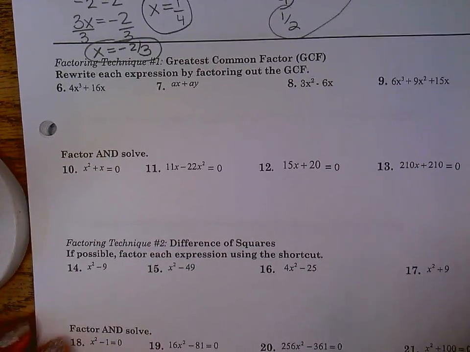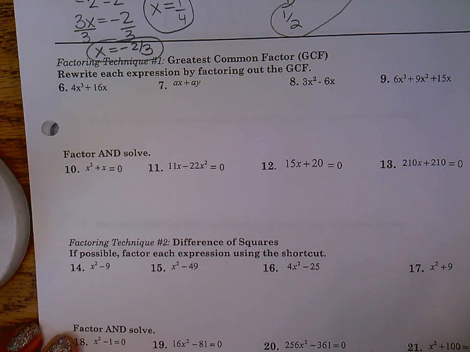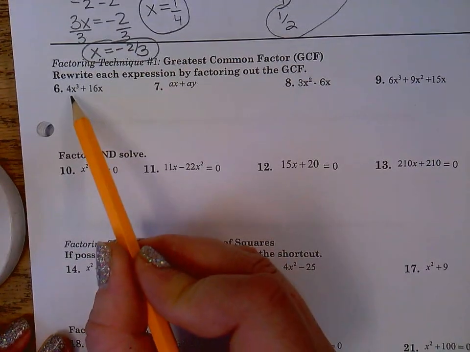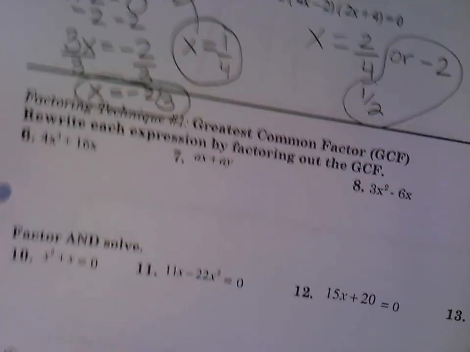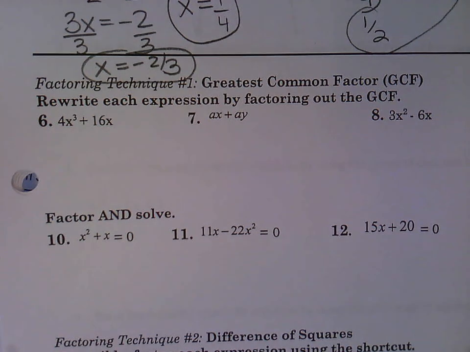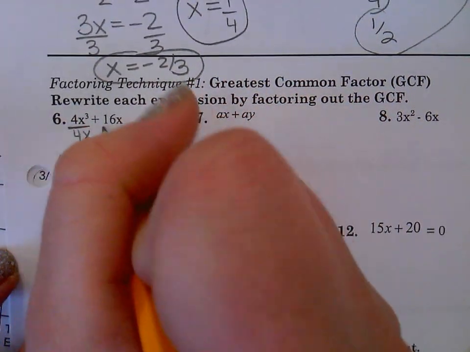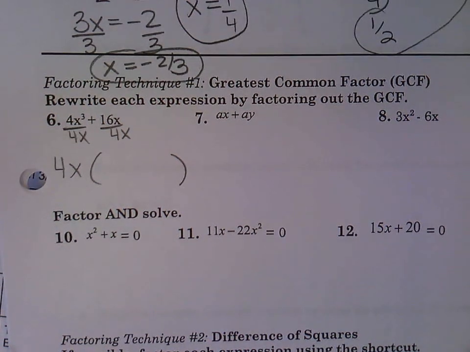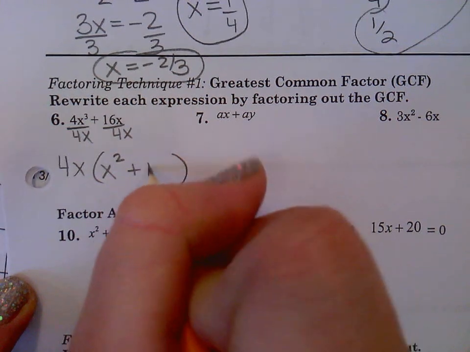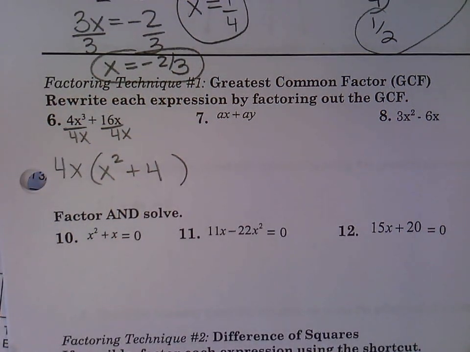Okay, rewrite each expression by factoring out the greatest common factor. What number can go into the 4x cubed and the 16x? What is the greatest common factor? 4x. So I write the 4x and then I write a parenthesis, and now I'm going to divide both of these terms by 4x. What do I get when I divide by 4x? X squared from the first guy, and then what do I get? 16x divided by 4x is 4, so x squared plus 4. So that's my greatest common factor, and that's what I have left.